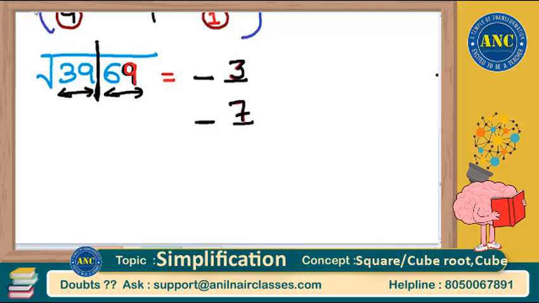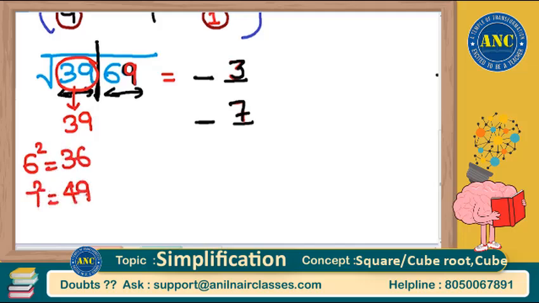Now listen carefully. To find the tens place in the answer, I will come to the second part of my split. 39 is the value in the second part. 39 lies between which 2 perfect squares? 6 square is 36, 7 square is 49. 39 lies between 36 and 49. Take the smaller number always. Smaller number is 6. So my answer should be either 63 or 67, right?